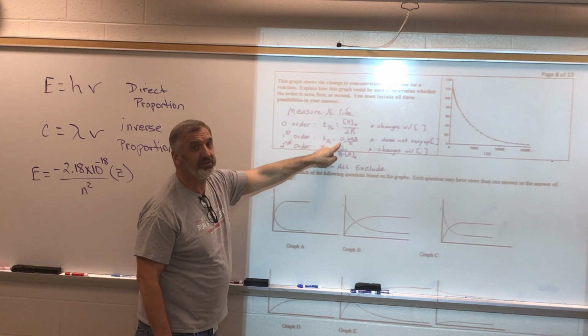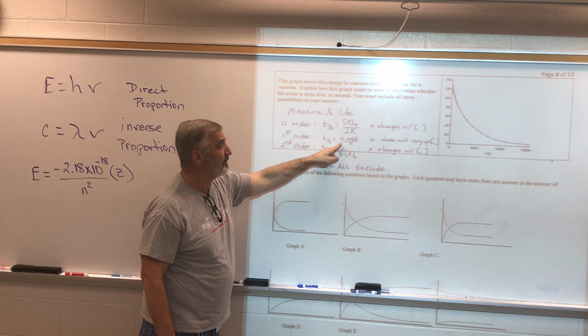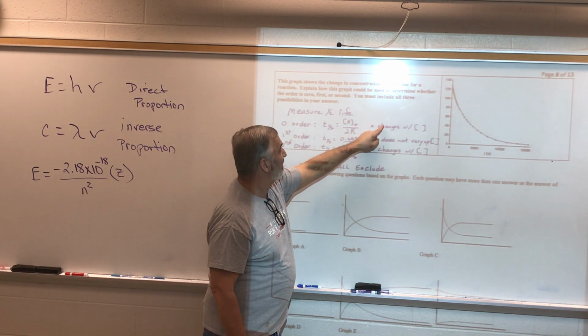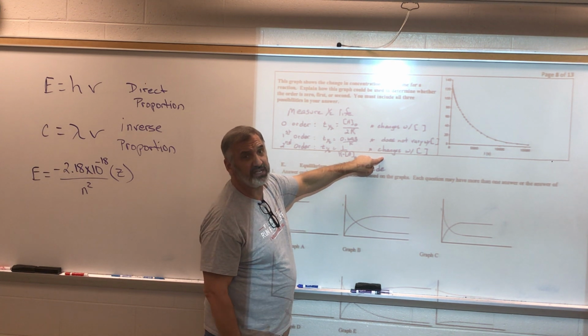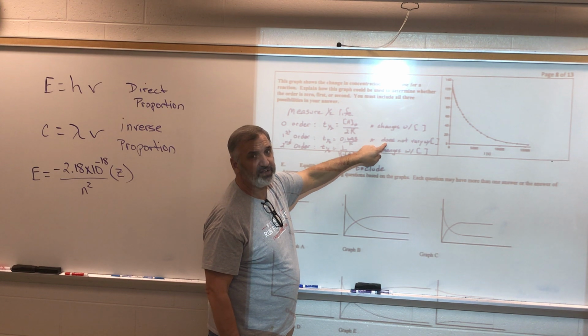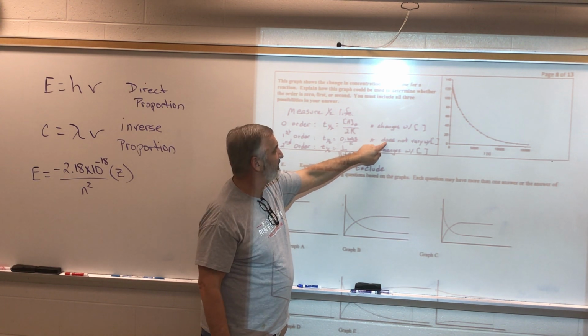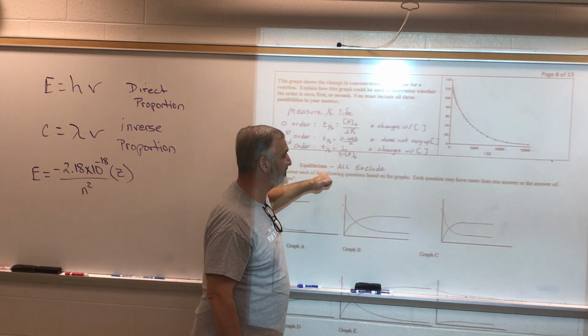This is the only one that's on the equation sheet, which tells me that this is the only one that you're going to really need to know. But here's the thing. Zero and second order, the half-lives change with concentration, change with time. First order, the half-life's the same throughout the whole reaction. That's how you tell that it's first order. The half-life stays the same. That's what I would take away from this.